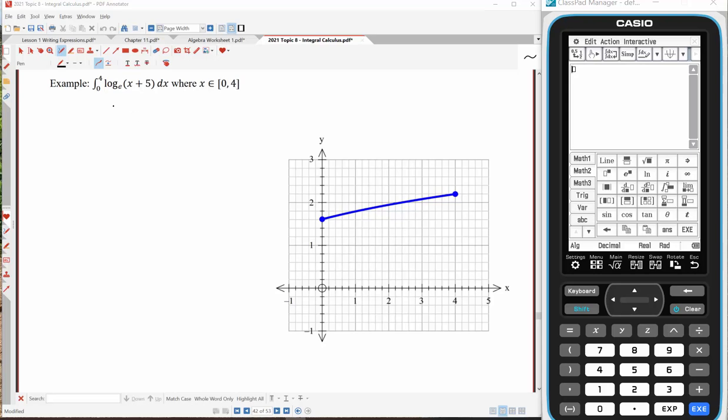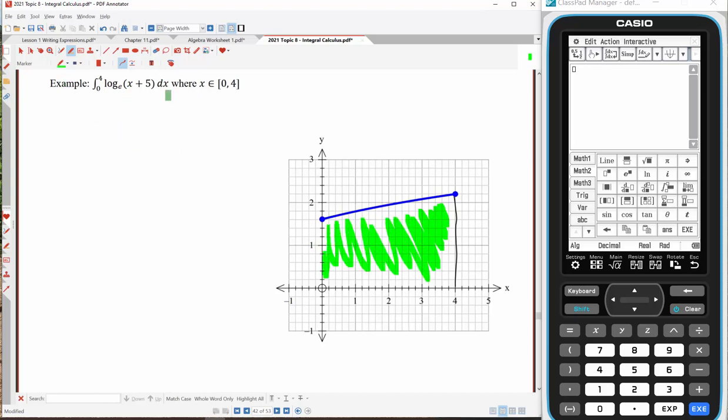So this is the second of the integrating logs questions from your notes. Let's work this one through using the technique I showed you. So we want to integrate this log between 4 and 0. So essentially we want to find the area under the curve. So it's this stuff here that we're after.